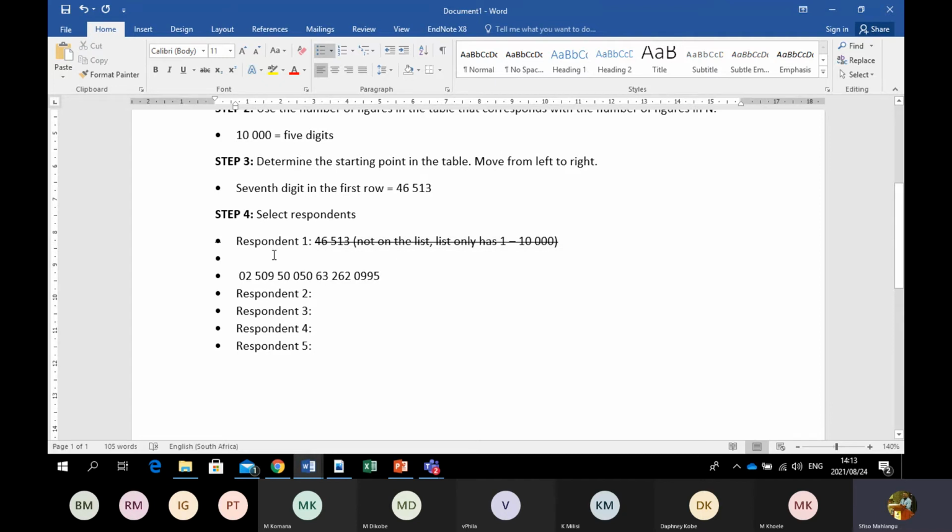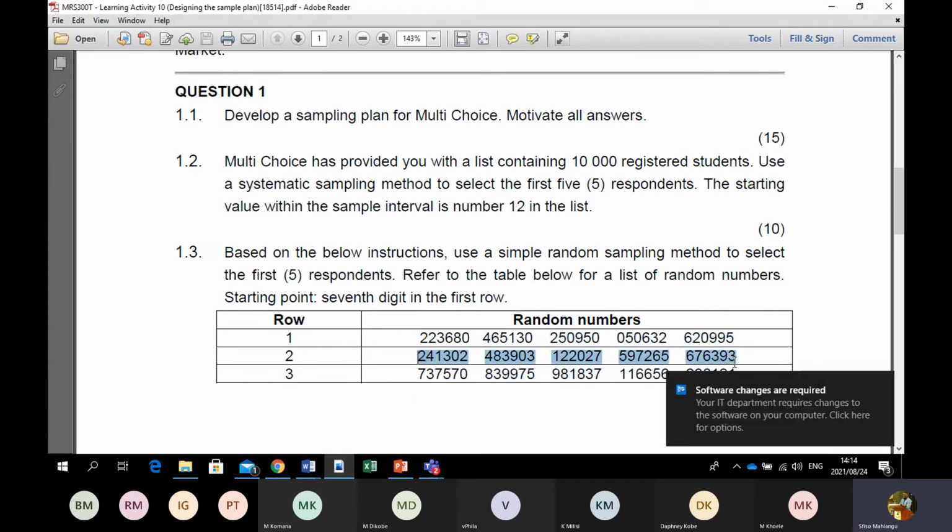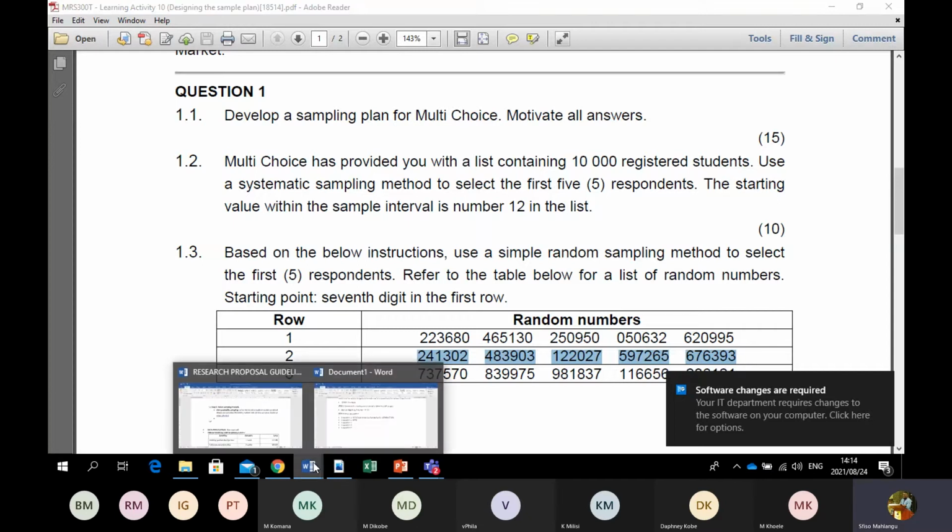So the first person that we're going to select in our list will be the next number, which is person number 02509, which is person number 2509 on the list. Person number 50,000, we won't find him in our list because our list ends on 10,000. Number 63,000, we won't find him. The next one we will find as our respondent, and that becomes respondent number 2, and that respondent on the list will be 9,950. If we go back here, it ended here, so we must continue from the next row to select our respondents there.